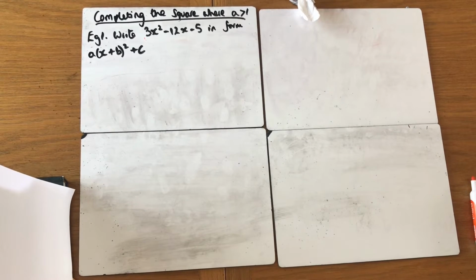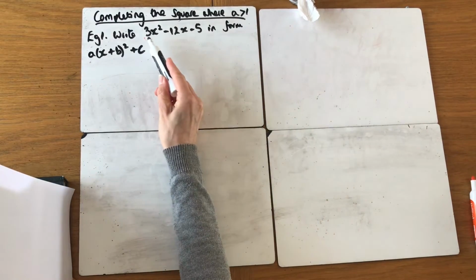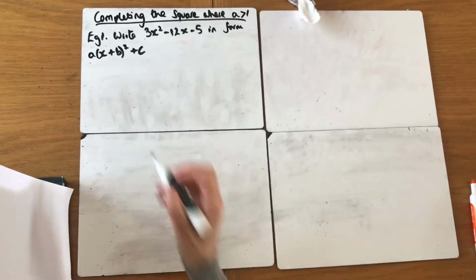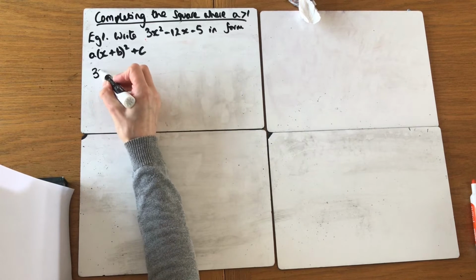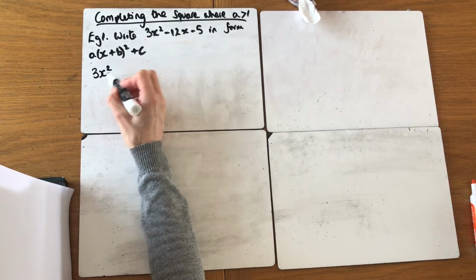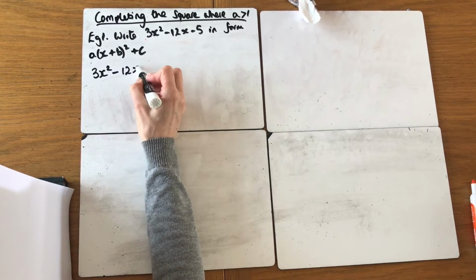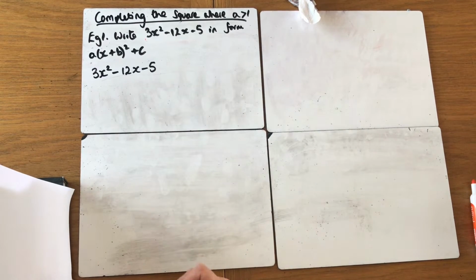In today's lesson, we're going to look at completing the square where a is greater than 1. So that means that we have a number in front of our x squared term. So the expression that we're starting with and we want to complete the square on is 3x squared minus 12x minus 5. Now in order to do my halve it, square it, subtract it, I don't want a number in front of my x squared term.